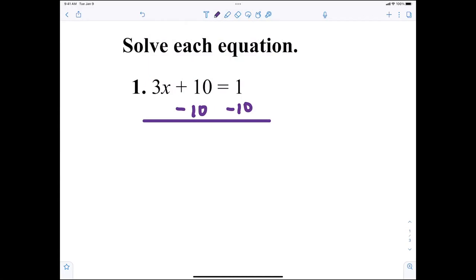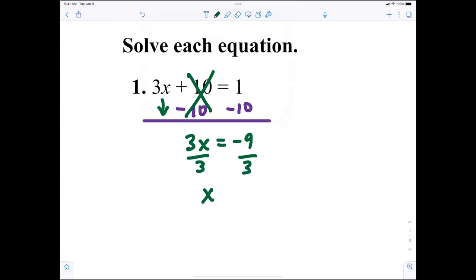And then what's 1 minus 10? -9. So then you bring down the 3x. These guys cancel. So you have 3x equals -9. Now we're where we were yesterday. So how do I undo this multiplication? Divide by 3, divide by 3. So x equals what? -3. That's not hard. All right.